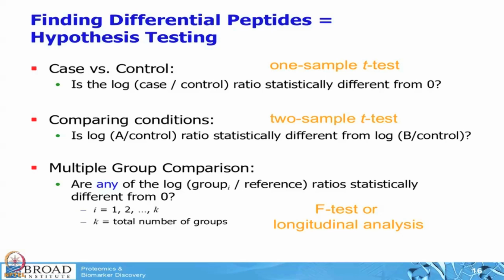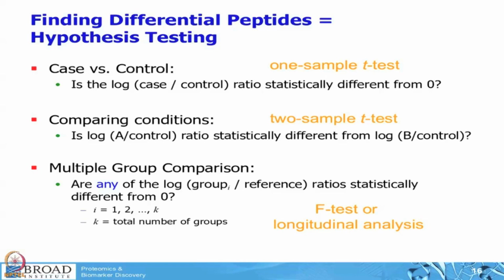So, for the first one you would do a one sample t-test. The t-test is one way of checking whether the mean of two things is different or not. In this case, you are checking whether the mean is different from 0. The log ratio is different from 0. If it is different from 0, then it is either up in the case or up in the control, depending on whether the log ratio is positive or negative.